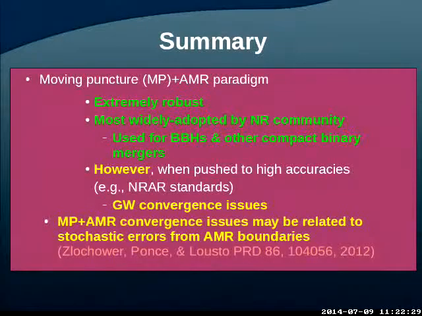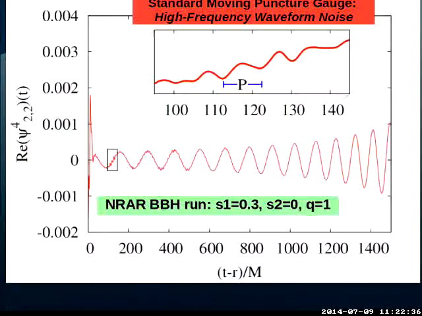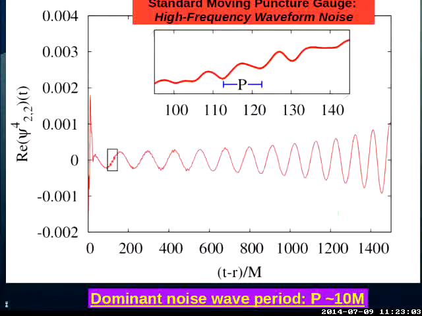Now, it's been hypothesized by others that these gravitational wave convergence issues may be related to errors from AMR boundaries. These errors are most obvious at the beginning of binary black hole waveforms, as shown here. This waveform is a repeat of an industry standard so-called NRAR binary black hole run, in which one black hole has a spin parameter of 0.3 aligned with the orbital angular momentum, and the other black hole is non-spinning, equal mass. All the results I present in this part of my talk are in the context of this physical scenario.